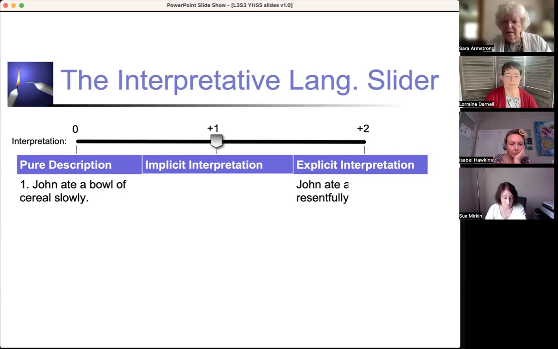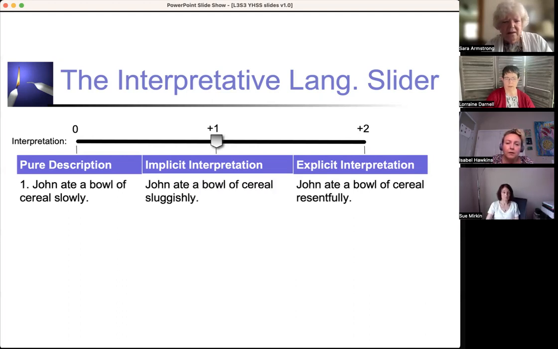Pure description: John ate a bowl of cereal slowly. Explicit interpretation: ate a bowl of cereal resentfully. What would be in the middle? Where there's a hint of the interpretation, but it's not explicit. Here's an example: John ate a bowl of cereal sluggishly. Now, slowly and sluggishly are similar, but sluggishly has a little bit more intention attached to it, doesn't it? It has a quality. In both cases, the bowl is being eaten slowly, but sluggishly gives a little bit more interpretive language to that slow eating. Is that making sense so far?